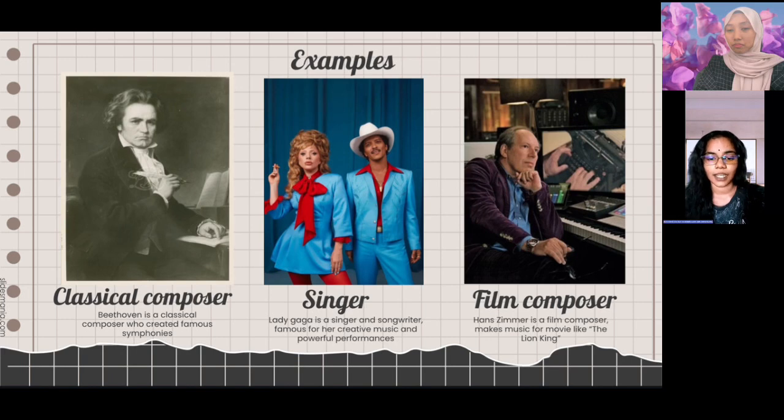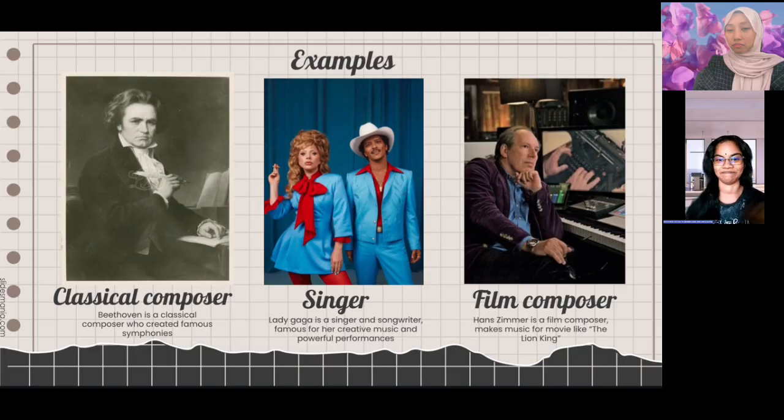Film composer Hans Zimmer. Hans Zimmer created music for movies like The Lion King and Inception. He understood how music can create mood, tension, and emotion in a movie. His work combined technical skill, creativity, and emotion to show musical intelligence to people.